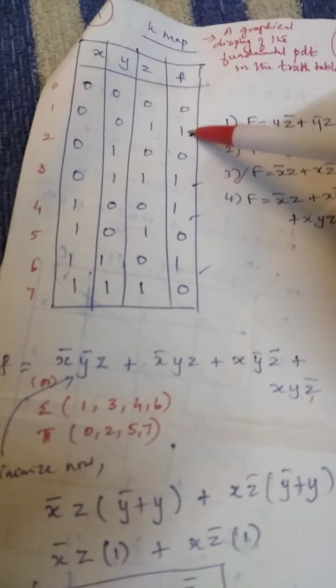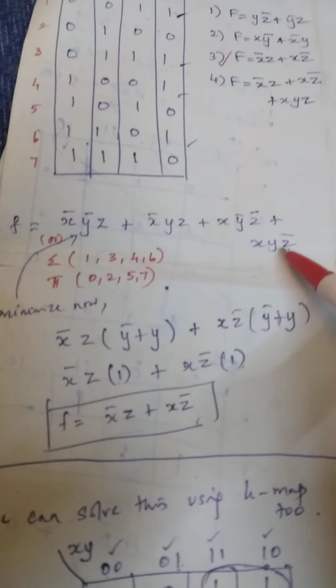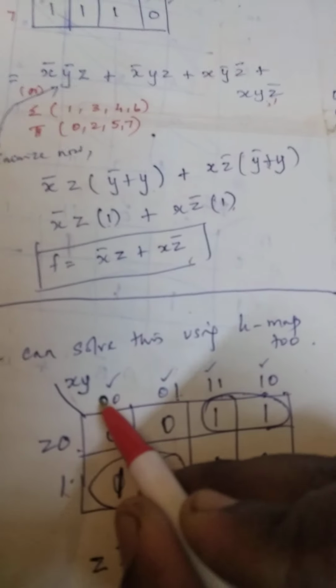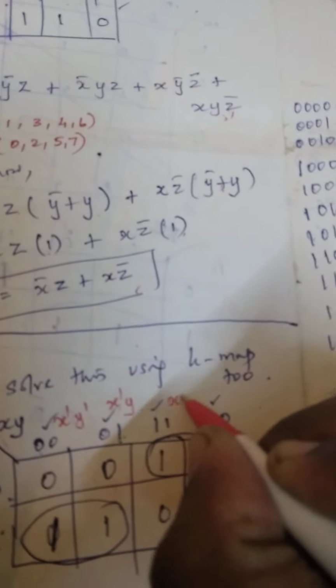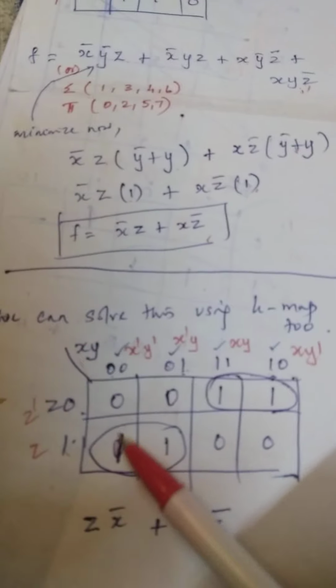What are the ones? The first one is x' y' z is 1. Yes, we can consider these things. This 0 0 will be x' y', this will be x' y, this will be x y, and this will be x y'. Similarly, this will be z' and this will be z. So now first let's see x' y' z. So this one, put 1 here.